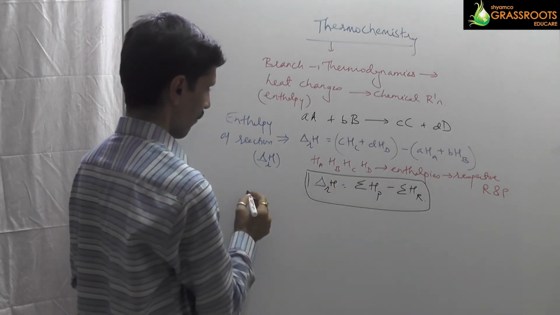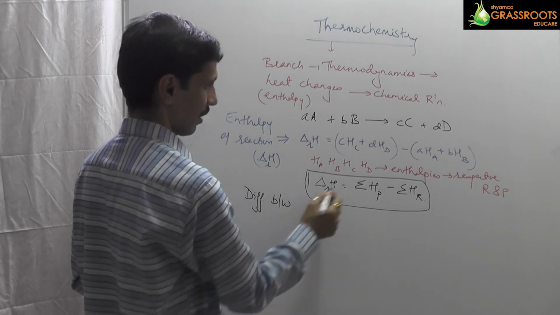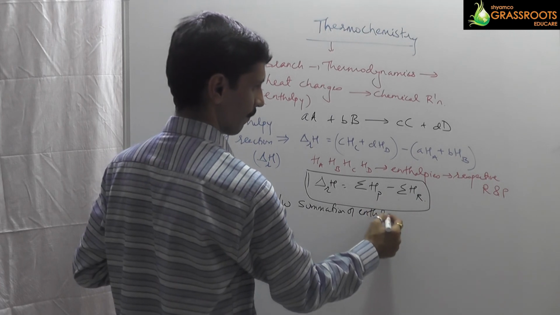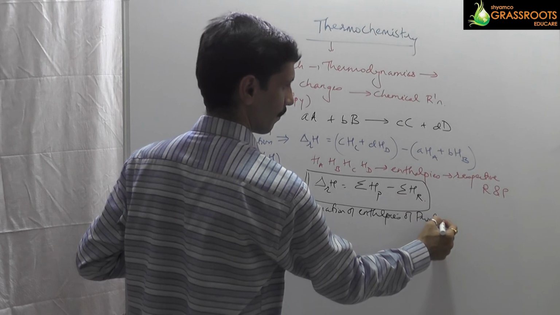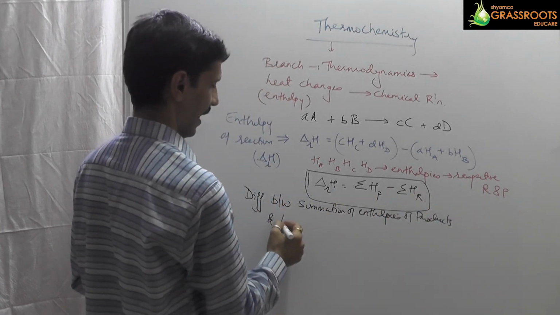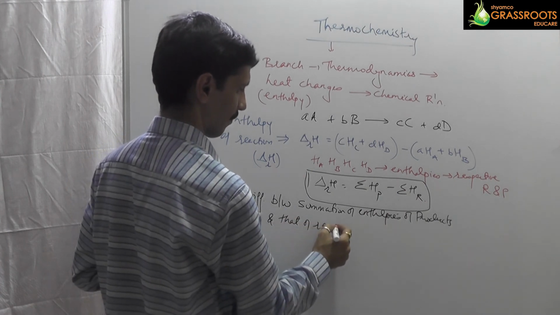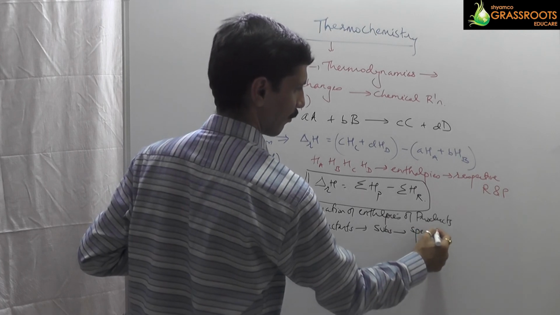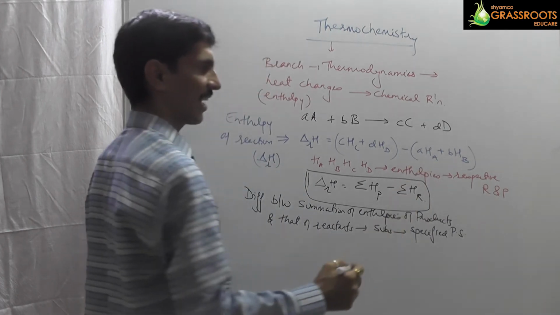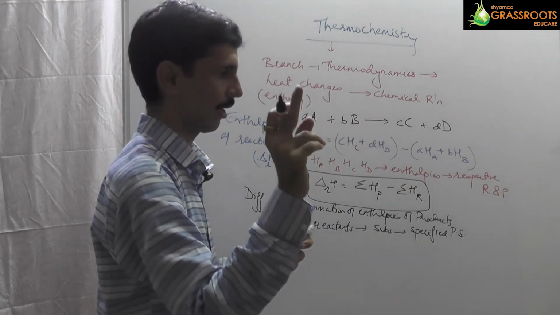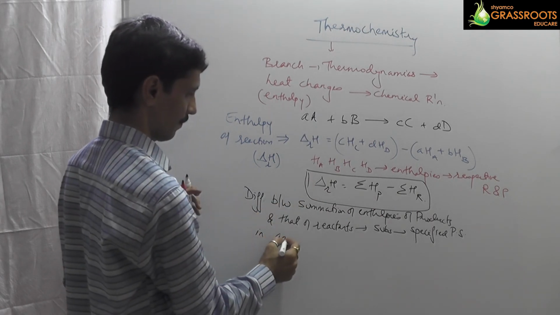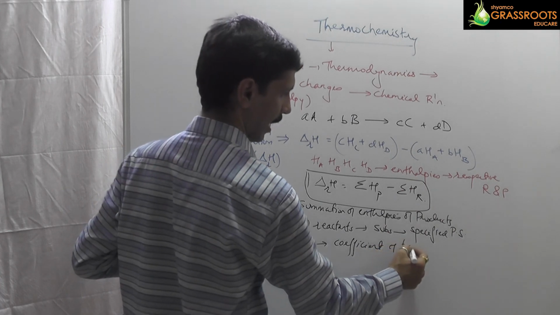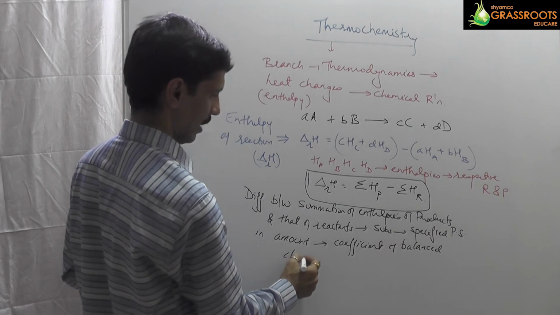शुरुआत कहां से करेंगे? ये देखो, ये माइनस है. Minus है, that means what it is? The difference between, ये कौन सा symbol है? Summation का है. So between the summation of enthalpies of the products and that of the reactants, when all the substances are in their specified physical state, समझ में आया होगा? ये सब के एक particular physical state होंगे, either solid, liquid or gas, in an amount which is given by the coefficient of a balanced chemical equation.